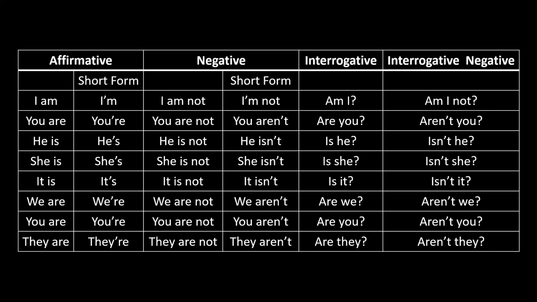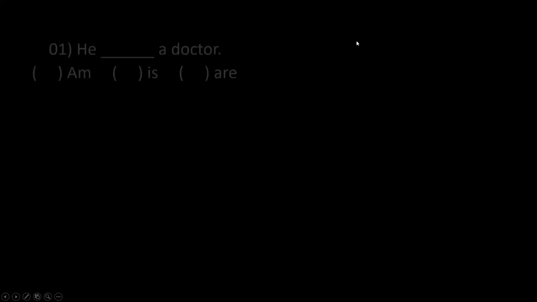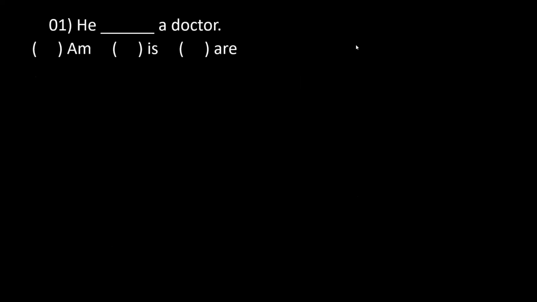So we just saw how to conjugate the verb to be. Okay. Now let's go to the next one. Here, let's do some exercises. Here in the first one, he a doctor. Which one should I use? Okay, if you said he is a doctor, you are correct. He is a doctor. Very nice.